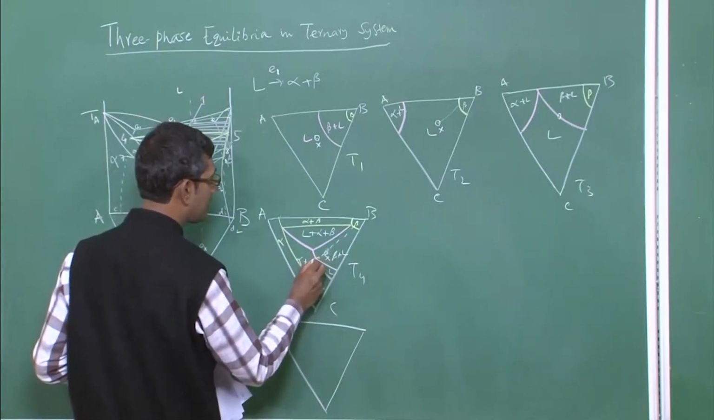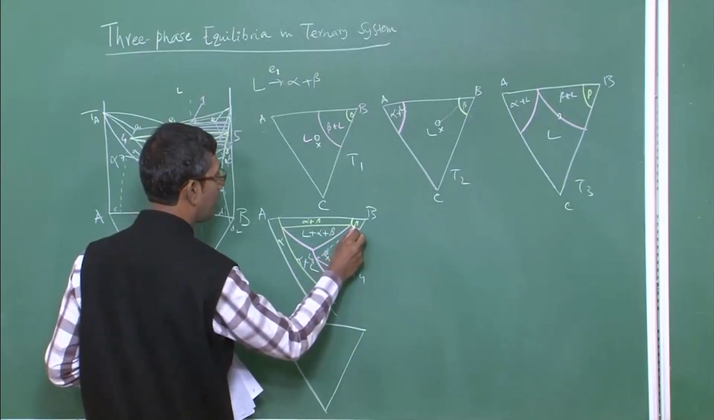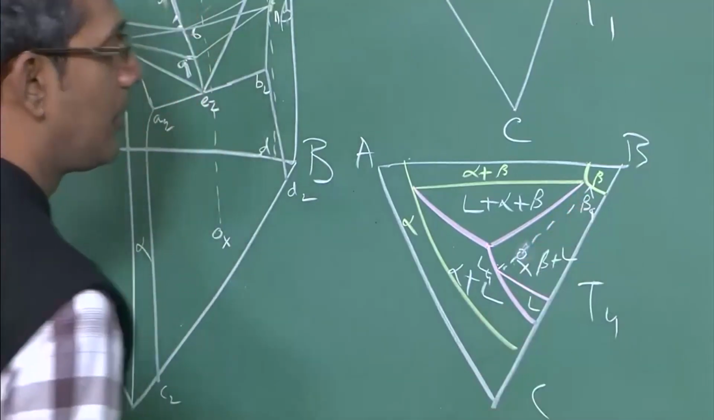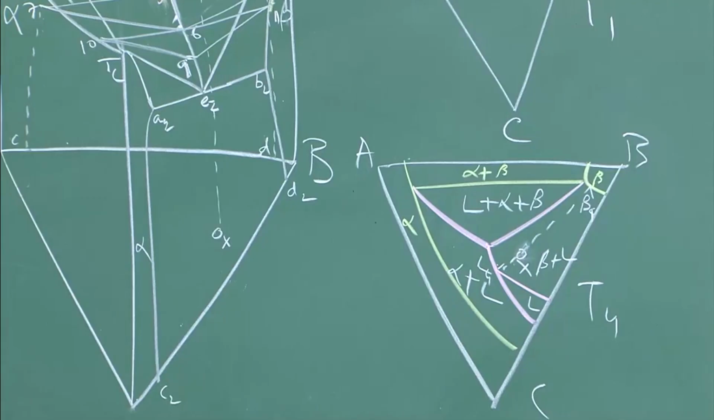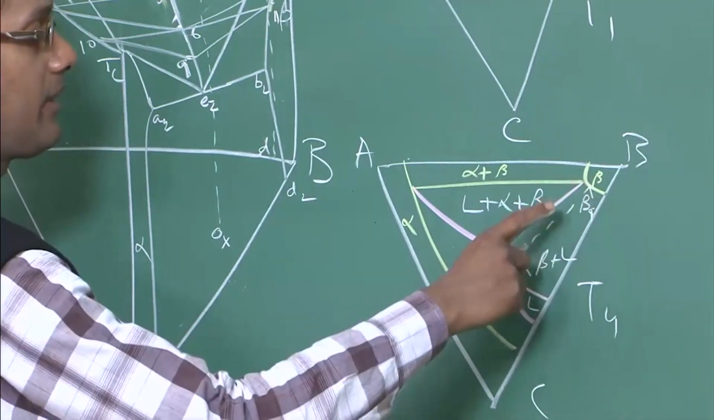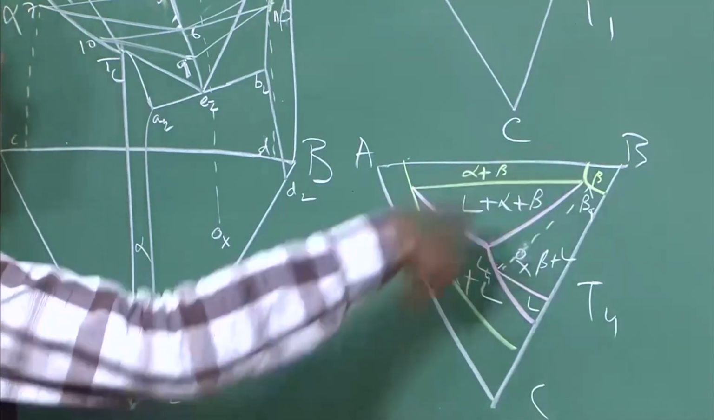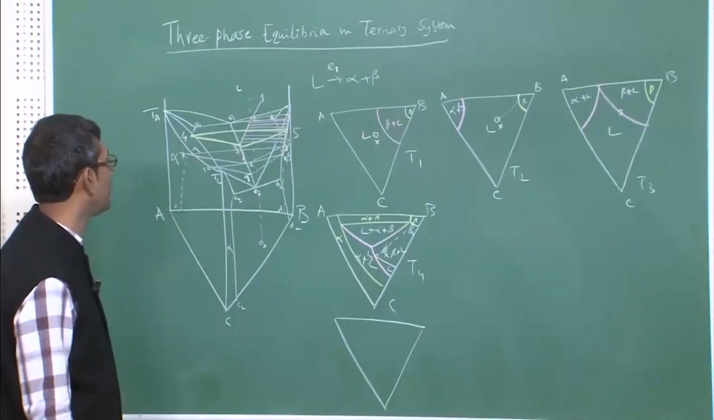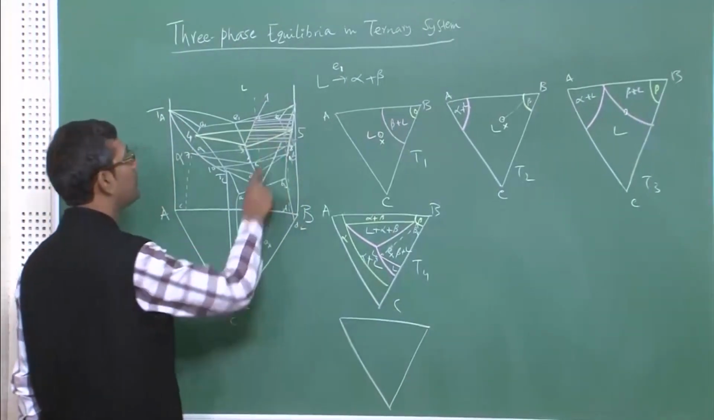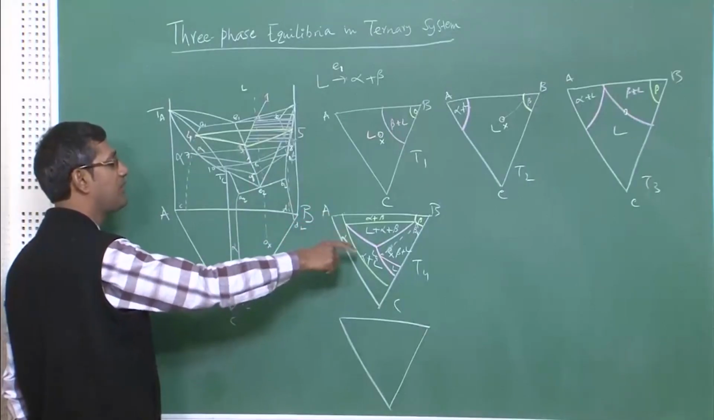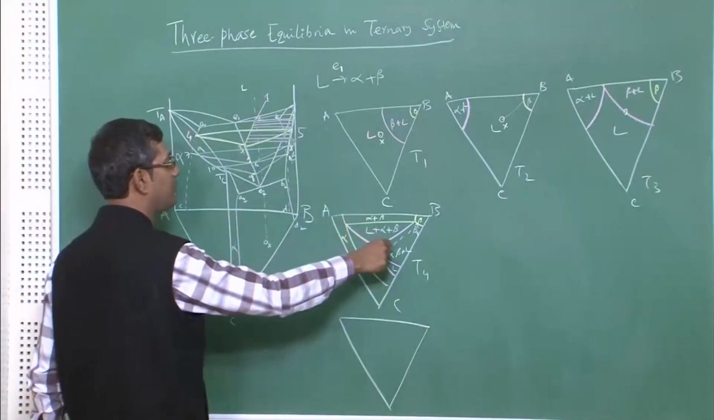So, this is my X, let us suppose this is L4, and this is beta 4. So, the volume fraction of the solid will be L4 X divided by L4 beta 4, because this is a tie line. You can draw a tie line through the two phase field. So, at T4 we are going to see basically the connection between two phase and three phase fields.